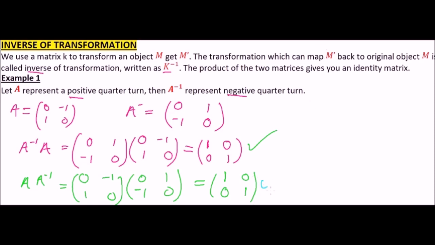So this is also an identity matrix. So it doesn't matter which one you start with. What we are saying here is that when you multiply the inverse of A by A, it is equal to A multiplied by the inverse of A, which is A to the power minus 1, and this gives you an identity matrix. So that is very important, and we are going to do an example to demonstrate this.